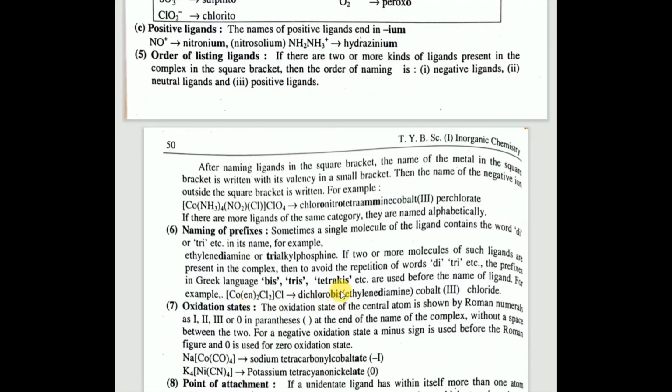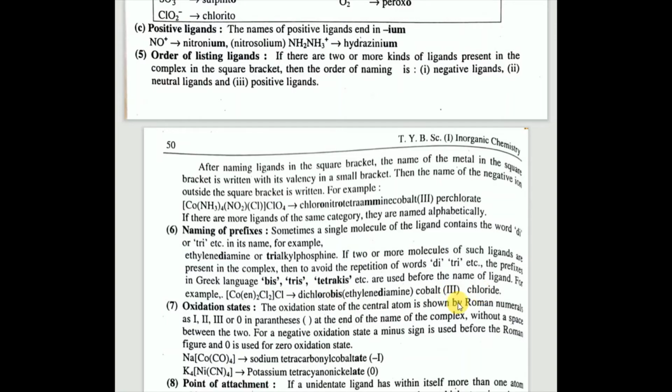Bis, then in small brackets, the name of that ligand. The name of this ligand is en. En is the short symbol and its name is ethylene diamine. Therefore, dichlorobis(ethylenediamine). The name of the metal is cobalt, oxidation state 3, and the name of the anion, which is outside the square bracket, is chloride. Therefore, according to this naming, the IUPAC name of this complex is dichlorobis(ethylenediamine)cobalt(III) chloride.